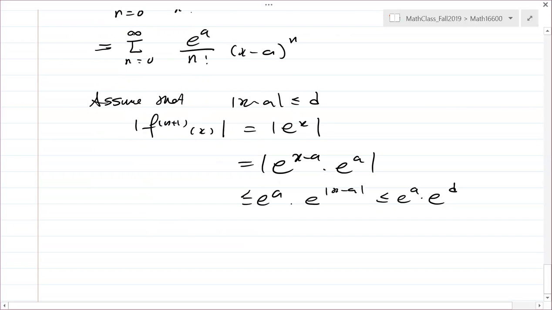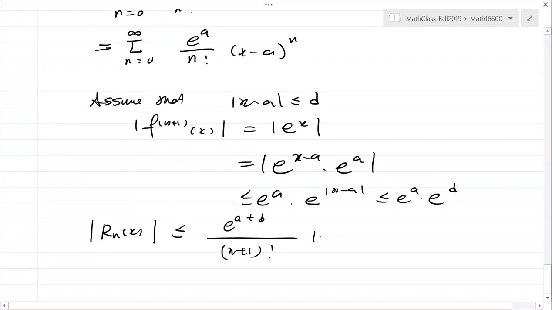All right. Then according to Taylor's estimate, this is going to be less than or equal to, since this upper bound is independent of n, e to the a plus d, divided by n plus 1 factorial, times x minus a to the n plus 1.